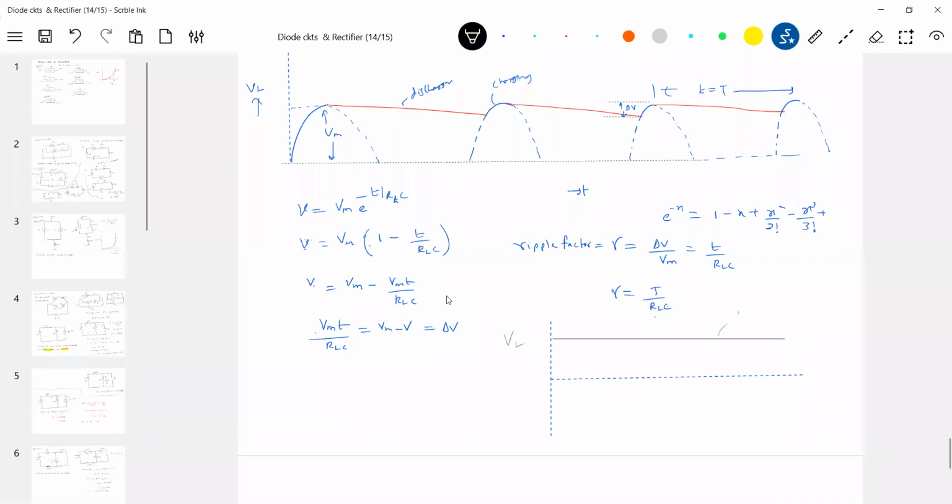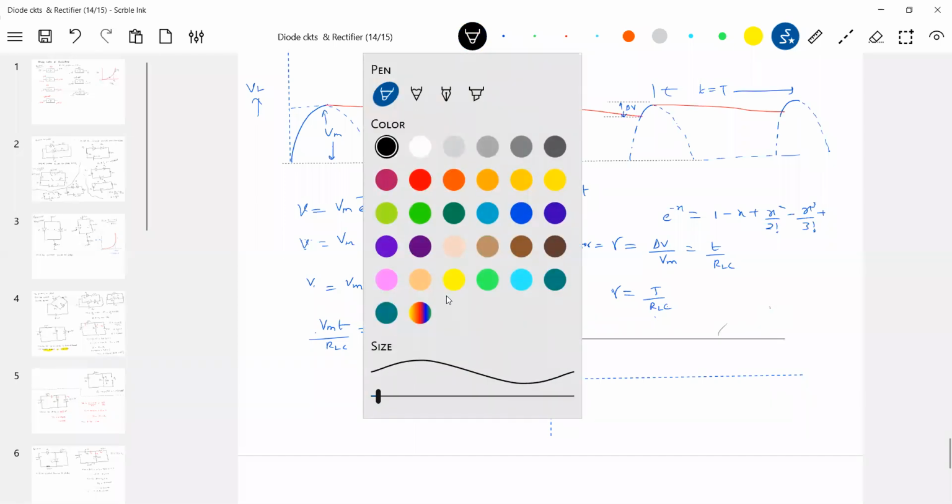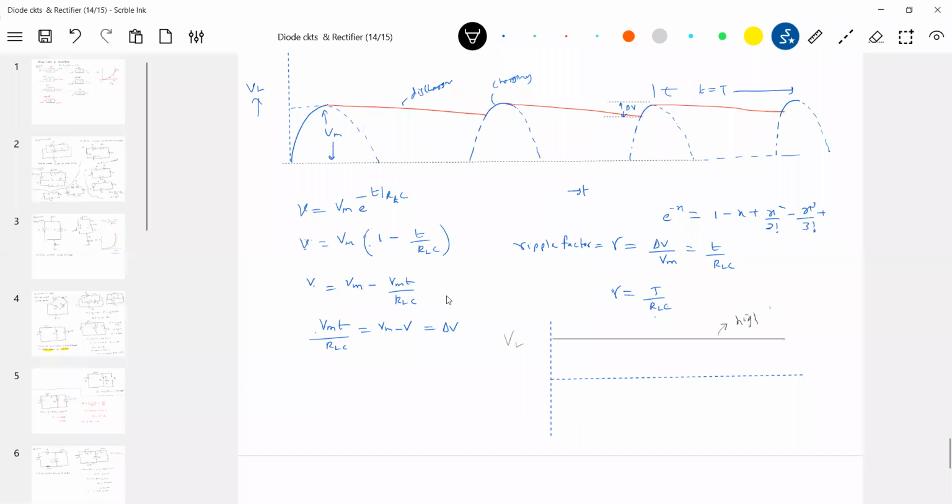This is for high values of RL. High values of RL means how much? Around 10,000 ohm. That is enough, 10 kilo ohm. For higher values of RL, the signal will become like this. For lower values of RL, how will it be? We can see some fluctuations here.